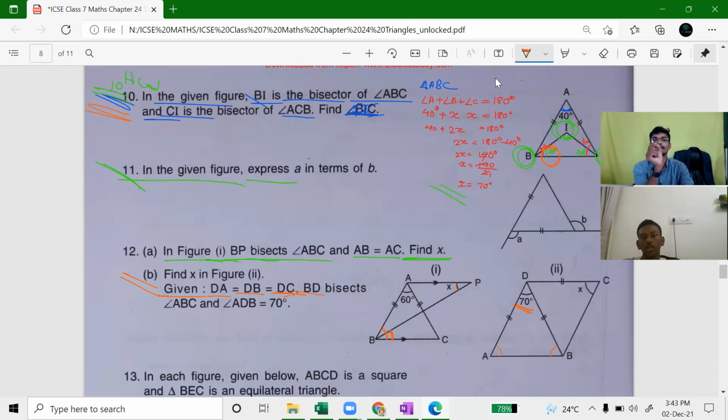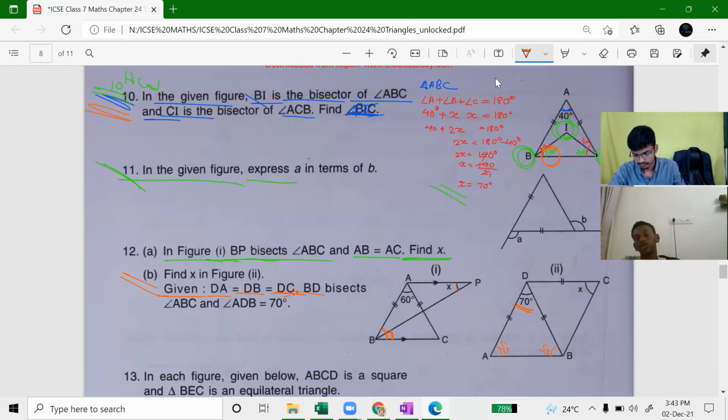So if you want to divide it into two equal parts, you will divide by 2. Tell me, 110 divided by 2. 55 degree. 55 degree, right? Any doubt till here? No, sir. Pakka? Pakka, sir.